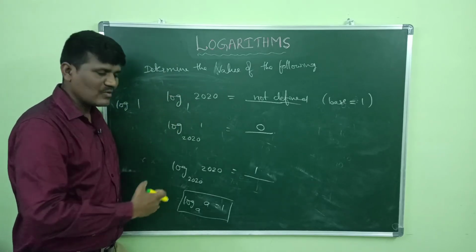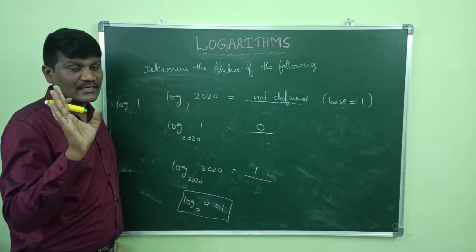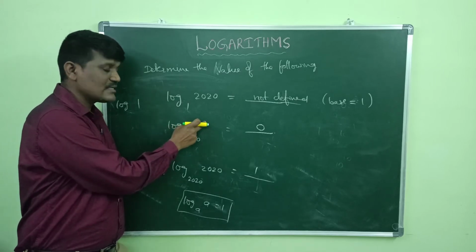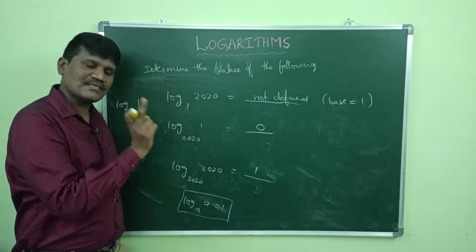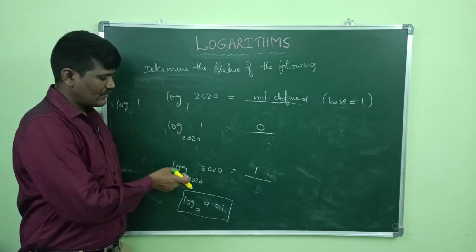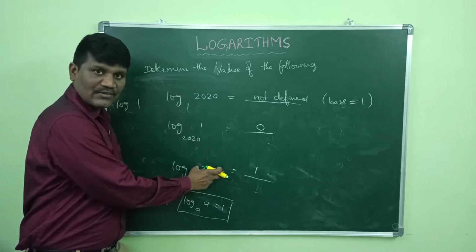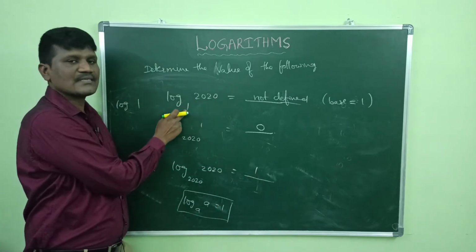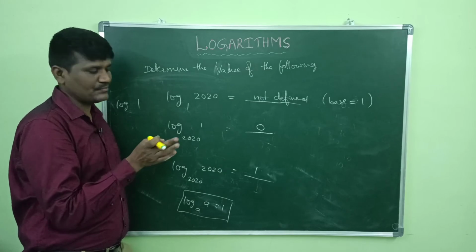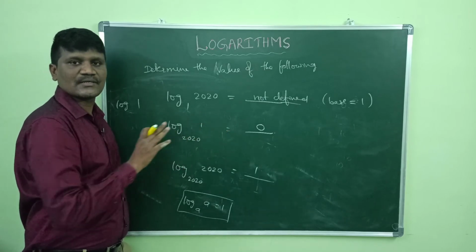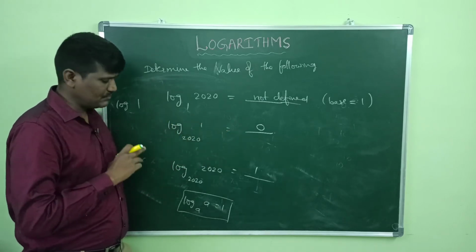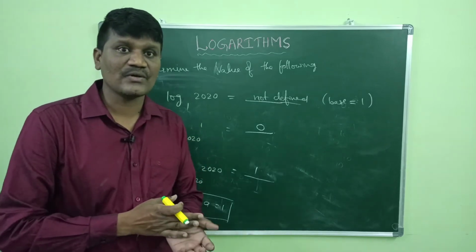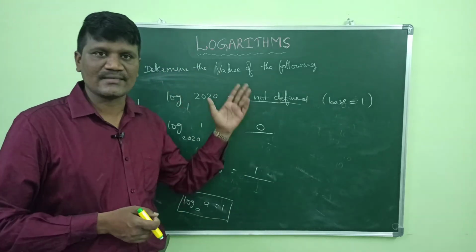So these are three different types of problems, but if your concept is clear, whatever problem is given you can do it. Here the concept is that the base should not be 1, log 1 is always 0 irrespective of base, and if the base value and the log value are both equal, the value is 1. So log 2020 with base 1 is not defined. Log 1 is 0 whatever the base is, except 1. And log 2020 to the base 2020 is 1. This type of question they will ask in the examination.